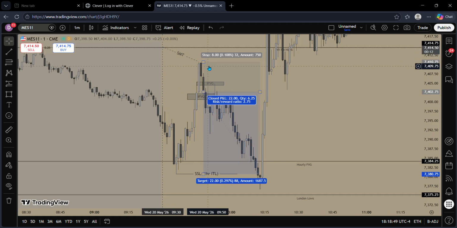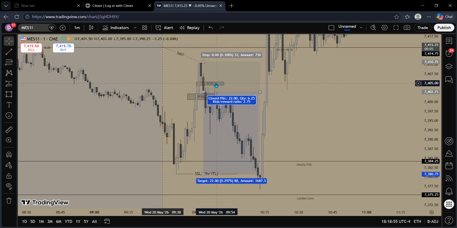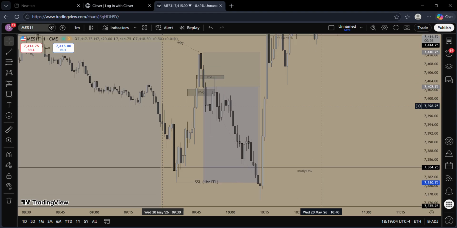So we had the SMT, and at our liquidity area, we pretty much swept that out. And we had two inverse fair value gaps. We had this first one, which is the one I took off of this candlestick close, and we had this other one right here. So yeah, I took the trade off of this 1 minute inverse.